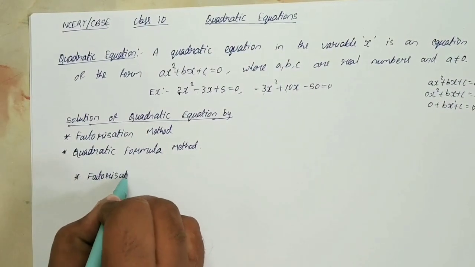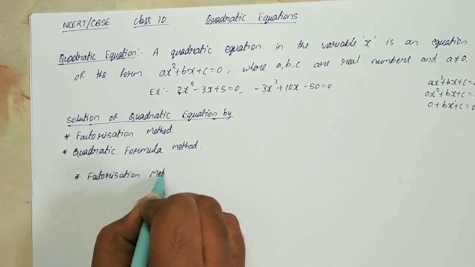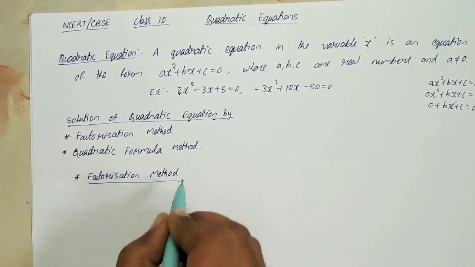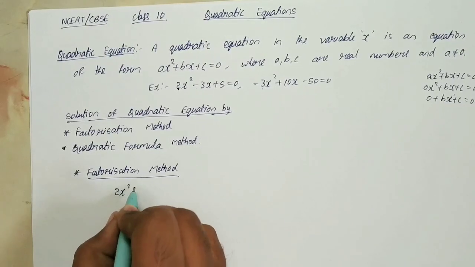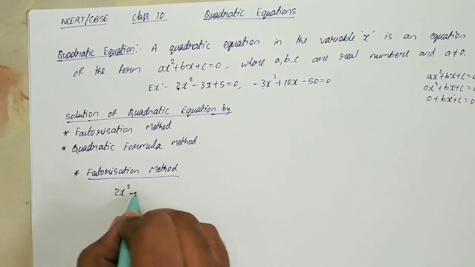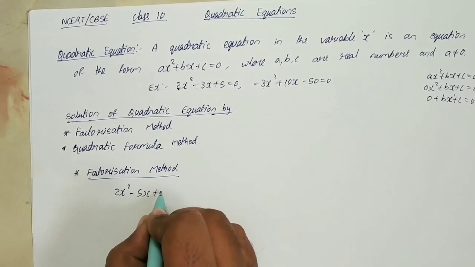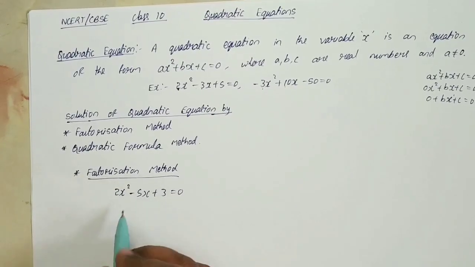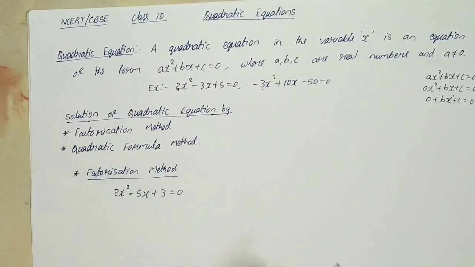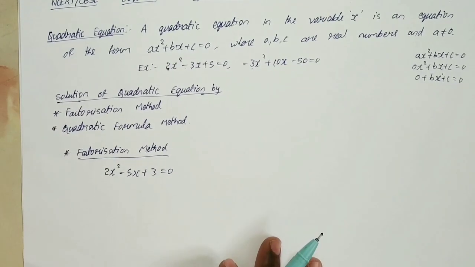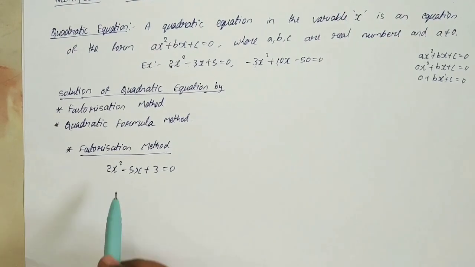Factorization method. So we will take one example now: 2x square minus 5x plus 3 is equal to 0. Let us solve this equation by both methods, by the factorization method as well as the quadratic formula method. So factorization means the splitting the middle term method, right?